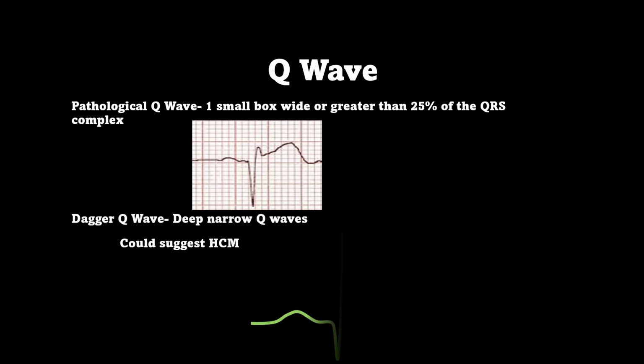The next type of Q wave to look for is our deep, narrow Q waves that kind of look like daggers, so I call them dagger Q waves. And this can indicate something called hypertrophic cardiomyopathy, or even hypertrophic obstructive cardiomyopathy, or HOCM.